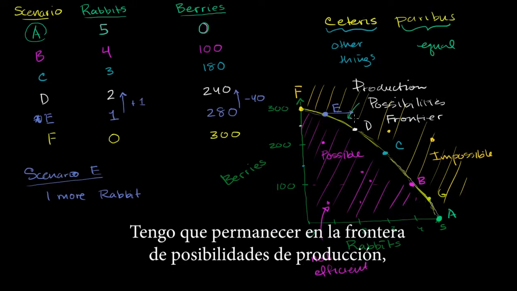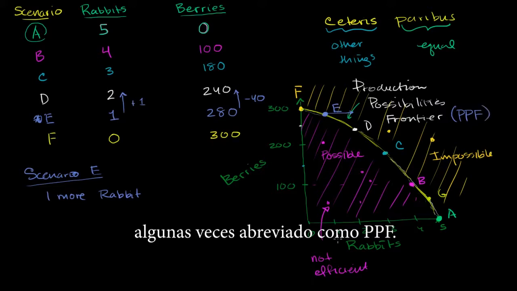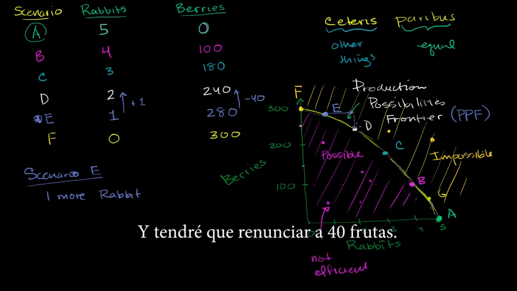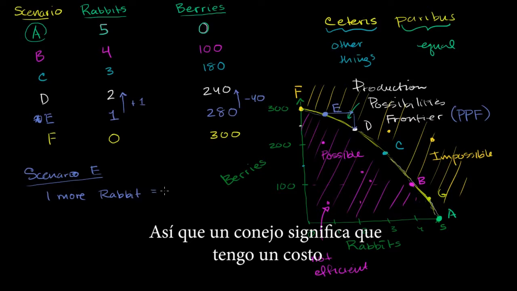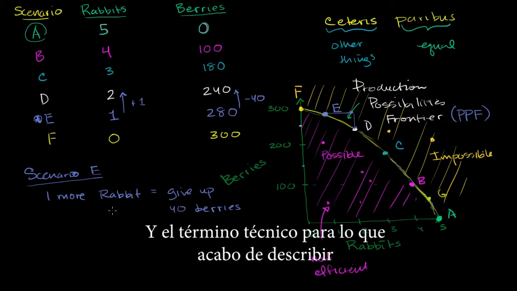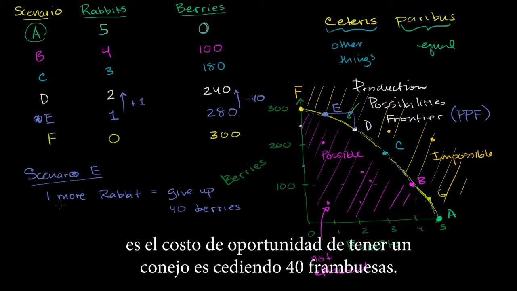I have to stay on the production possibilities frontier, sometimes abbreviated as PPF. But if I want one more rabbit, the production possibilities frontier drops off, and I will have to give up 40 berries. So one more rabbit means that I have a cost, so I have to give up on average 40 berries. And the technical term for what I've just described is the opportunity cost of going after one more rabbit is giving up 40 berries.